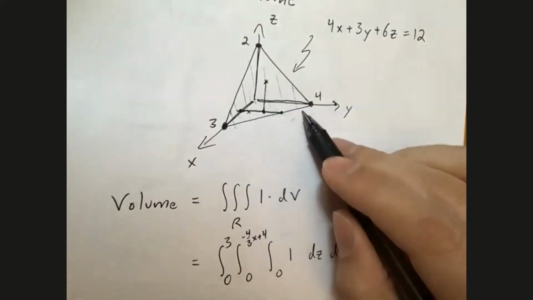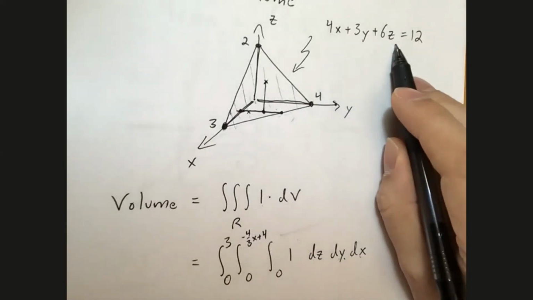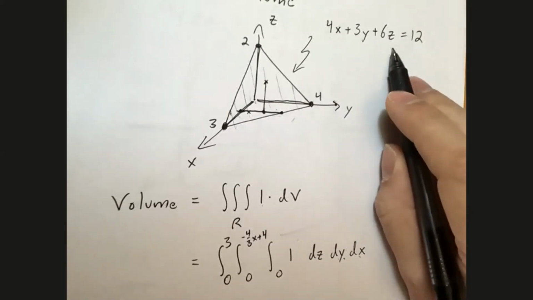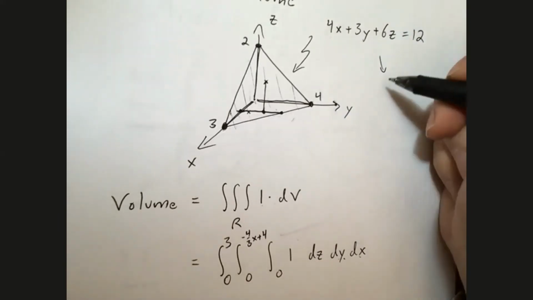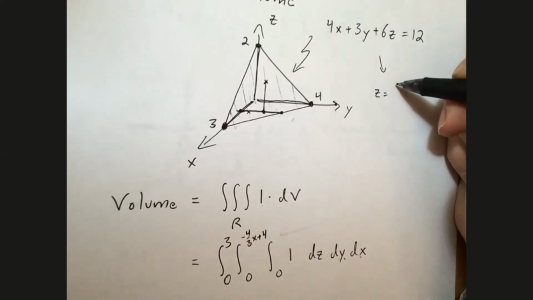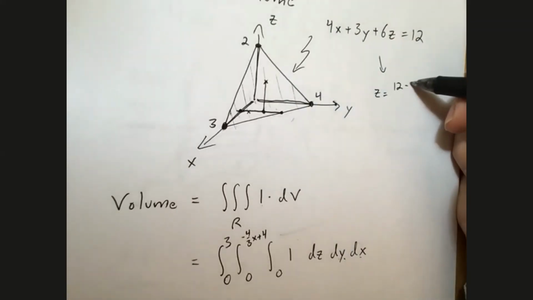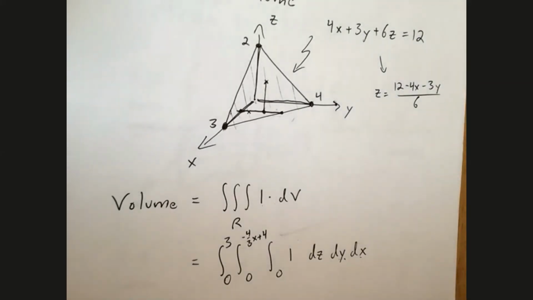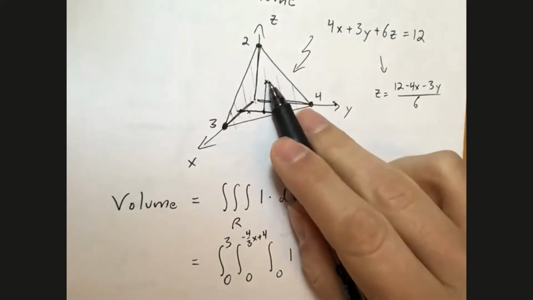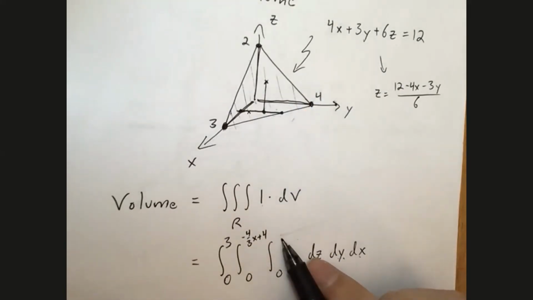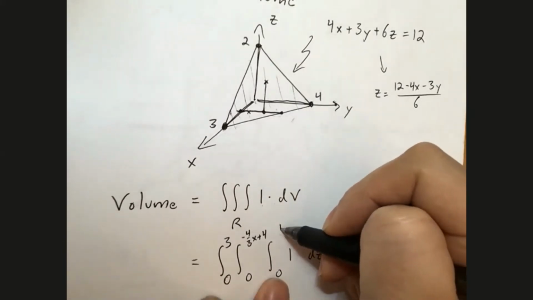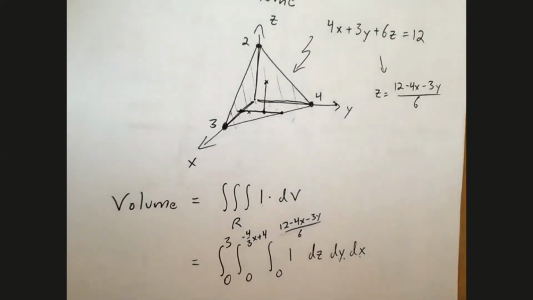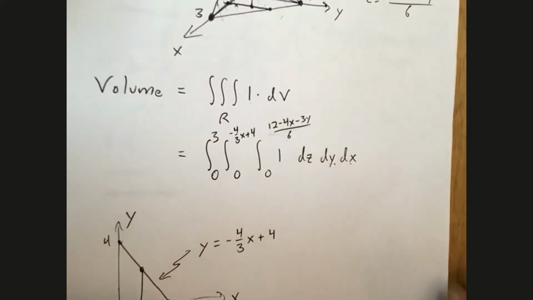What's the height of the surface determined by? Well, here's the equation right here. Just solve this for z. So if you solve this for z, we'll subtract these things from both sides and then divide by 6. So that's the height that we have to go. So that's the thing that goes over here. I'm going to have up here 12 minus 4x minus 3y over 6. That's the upper bound on the innermost integral.